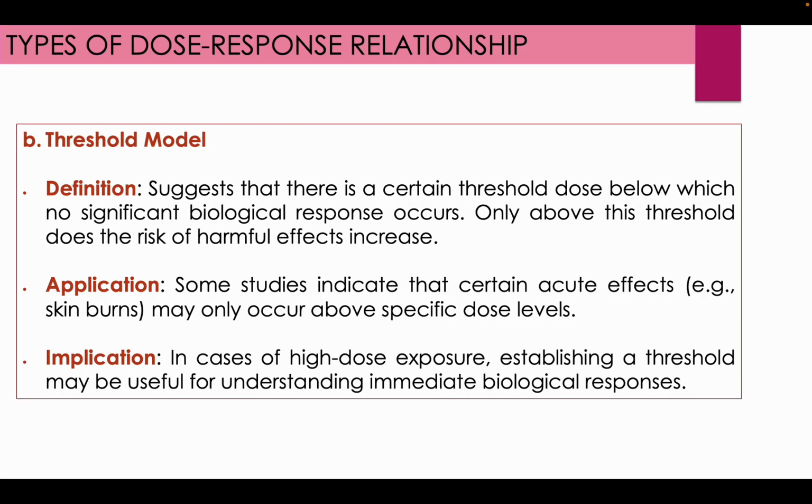So that is the first dose-response relationship, or what we call the linear non-threshold model, or LNT. Now, as for the second one, which is the threshold model, this suggests that there is a certain threshold dose below which no significant biological response occurs. So only above this threshold does the risk of harmful effects increase. Now, for the application of the threshold model, some studies indicate that certain acute effects, for example, skin burns, may only occur above specific dose levels. And as for the implication, in cases of high dose exposure, establishing a threshold may be useful for understanding the immediate biological responses.